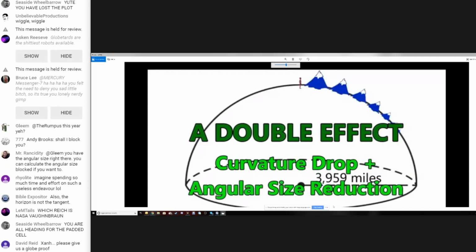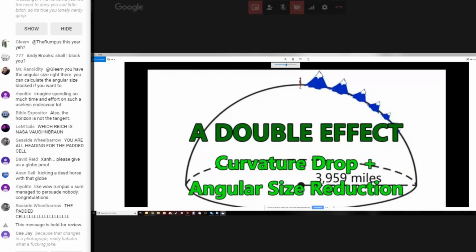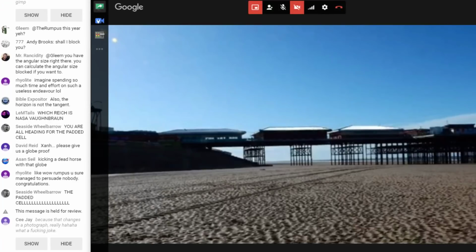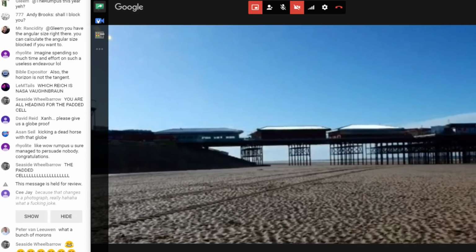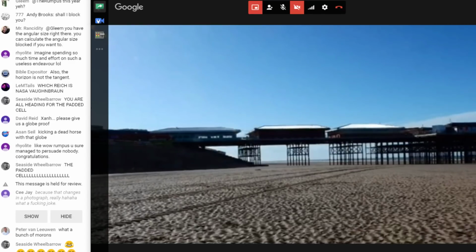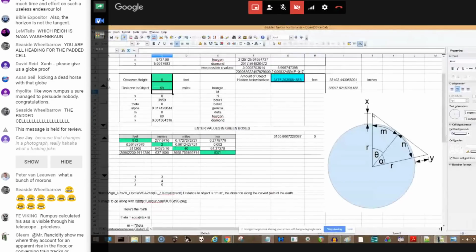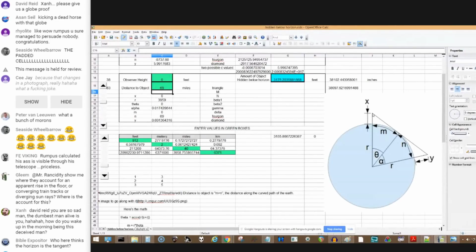All yours. Okay, so I'll share my screen. Sorry, the screen share is going. Okay. So what you do is at height X, you draw a line. So height X represents your eye. You draw a line from your eye.